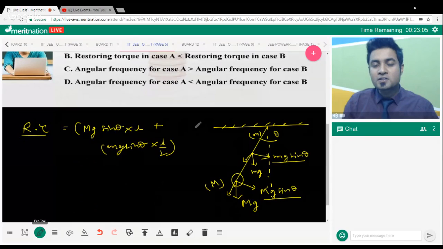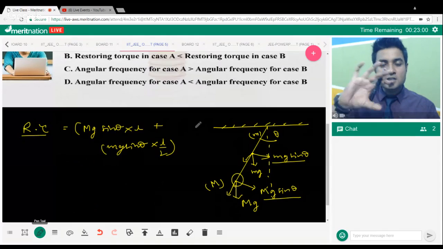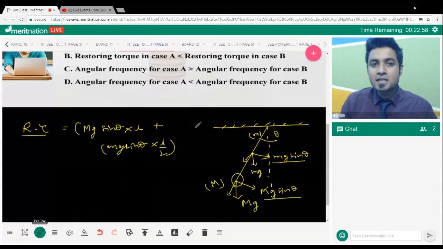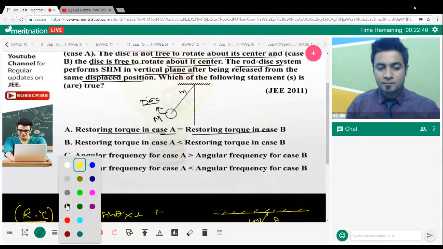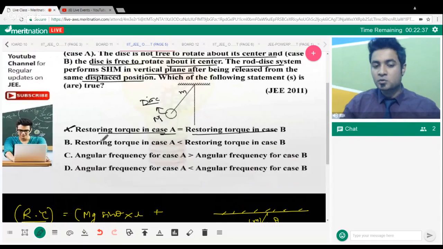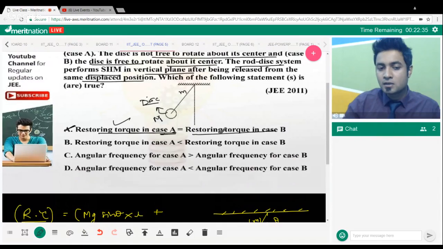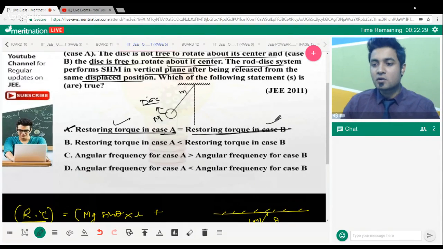If we talk about the second system as well, the same thing happens, because as far as the disc rotation is concerned, there won't be any effect on the restoring torque. So we can say that the restoring torque in the first case A and the restoring torque in the second case B are equal. The first option is absolutely correct. The restoring torque in case A and case B are the same. But this question is not completed yet.